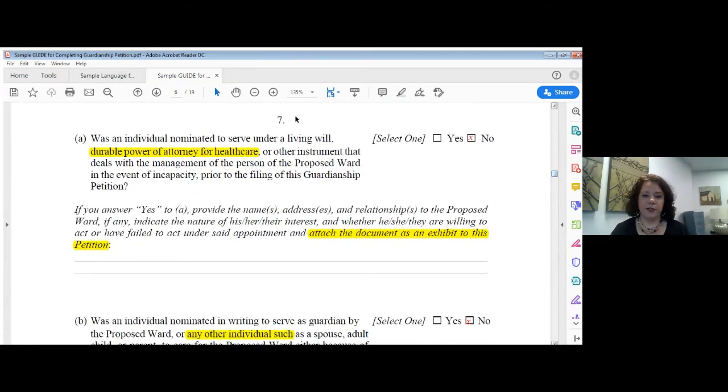Okay, now moving on to paragraph 7. At this point, we've just got a lot of yes or no questions that we need to check the box and let the court know. So first is, has anyone ever been nominated under a power of attorney for healthcare to serve as an agent for the proposed ward? Again, if your child is young and has never signed powers of attorney, chances are the answer is going to be no. The reason all these questions are here is, again, thinking about grandma down the road who may have a power of attorney in place.